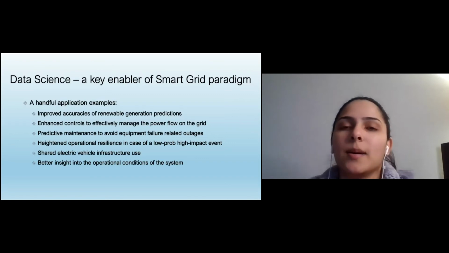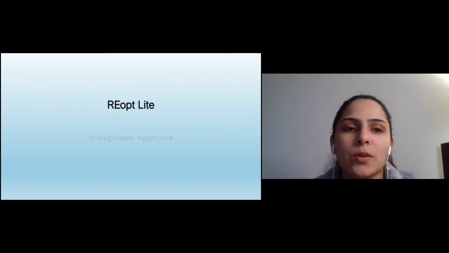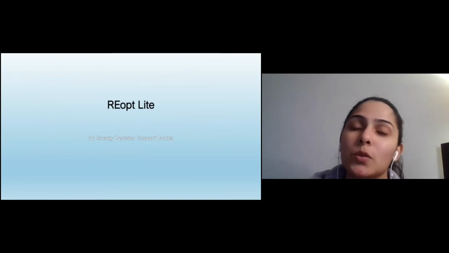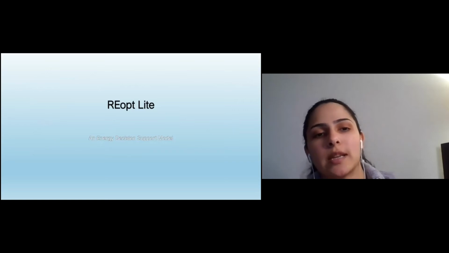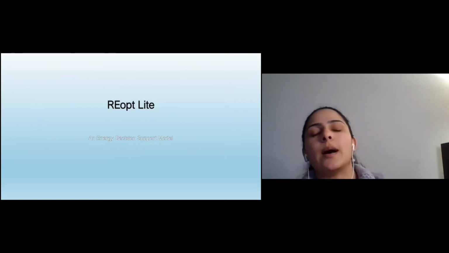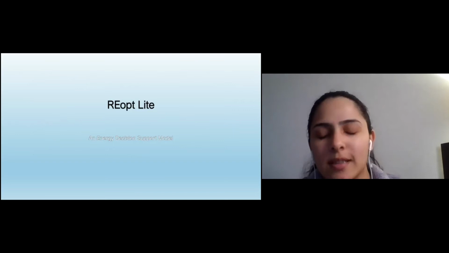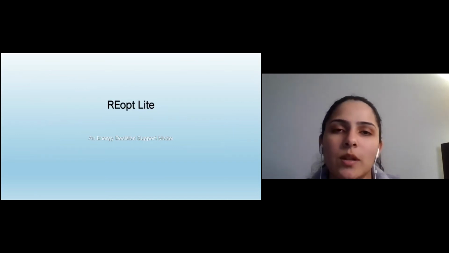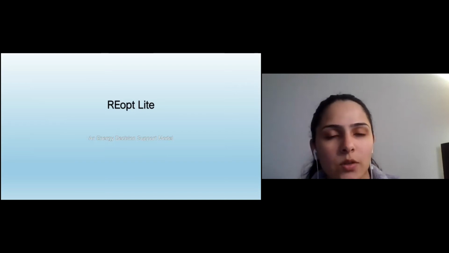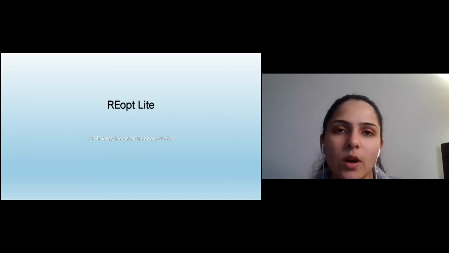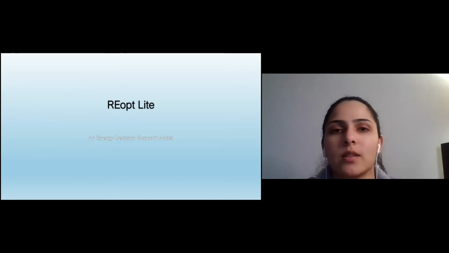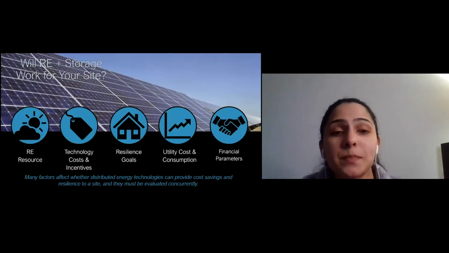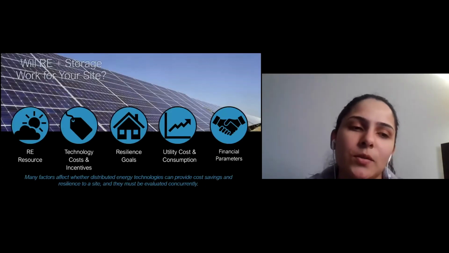So with that, I will move to the next part, which is REopt Lite, one of the optimization-based tools from the National Renewable Energy Laboratory, which answers the question: is it economically feasible to install distributed energy resources on a given site, located at a given geographic location? So it helps answer a bunch of questions.